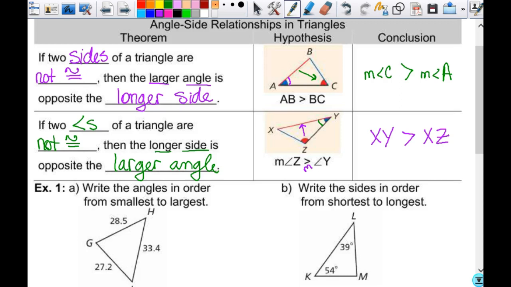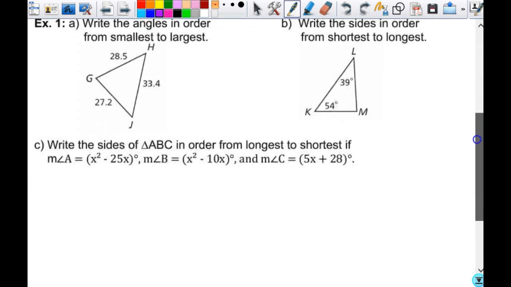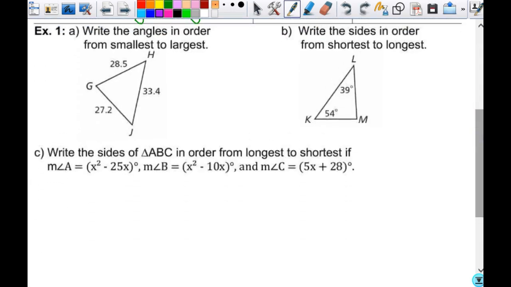All right, so bigger side is across from biggest angle, smallest side across from smallest angle, and vice versa. Very simple. So when we look at example 1, it says write the angles in order from smallest to largest. A couple of things. These are really, really easy questions. We should not be missing them, so make sure you read them. We're writing angles, so don't write down sides because that makes no sense. I'm writing down angles in order, and also make sure you look at the order.